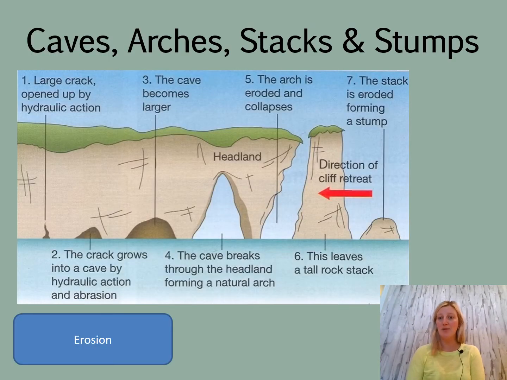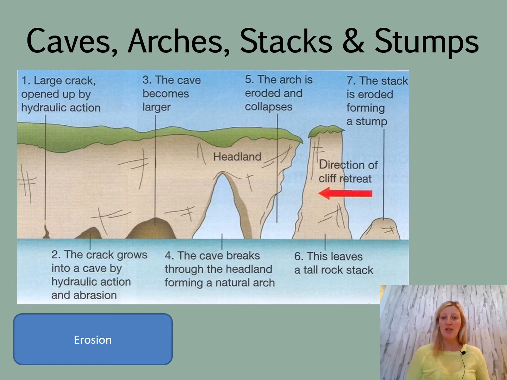Our next landforms of erosion are caves, arches, stacks and stumps. So these are formed along one of those headlands, that more resistant rock that's sticking out, and it's exposed from lots of angles to the sea because the softer rock either side of it has been eroded away. So this headland sticking out into the sea, and the destructive waves, the powerful waves that are bashing against the rocks, create cracks first of all.